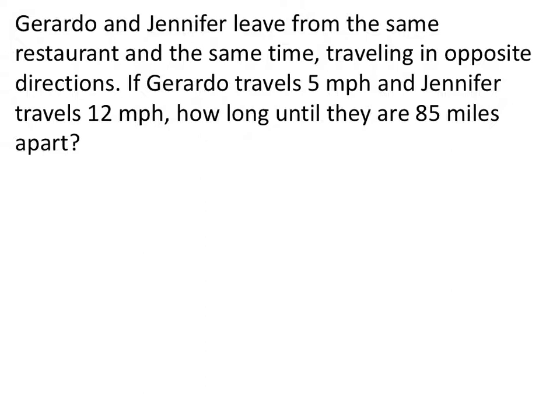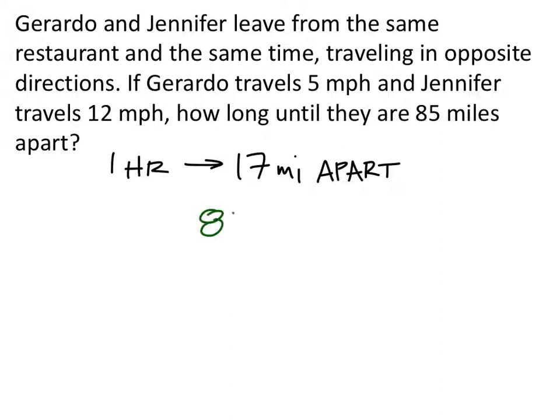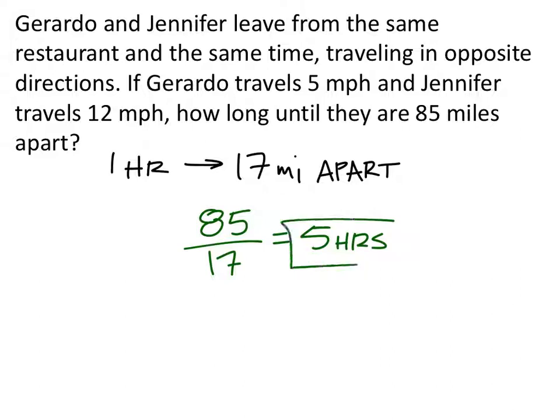All I know is that every 1 hour gives us 17 miles apart. So how many hours until there's 85 miles apart? Well, I'll just do 85 miles divided by 17 miles every hour, and I would get 5 hours. So Gerardo is doing 5 miles per hour in one direction, while Jennifer's going 12 miles the other direction every hour. So every hour they are an additional 17 miles apart.